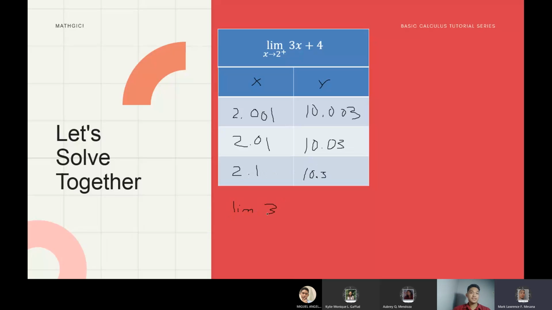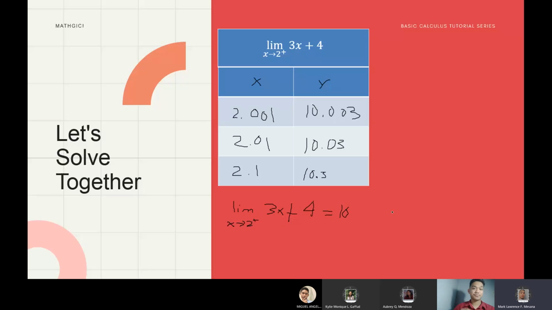So we can say that the limit of 3x plus 4 as x approaches 2, but greater than 2, is equal to 10.